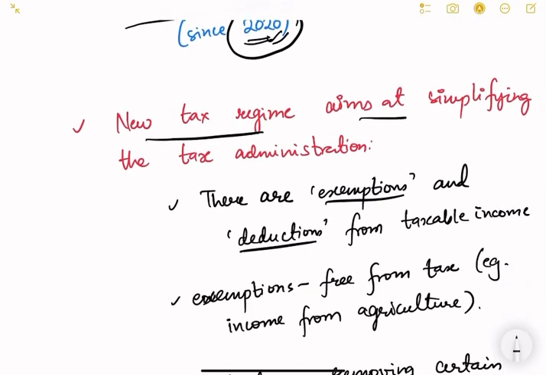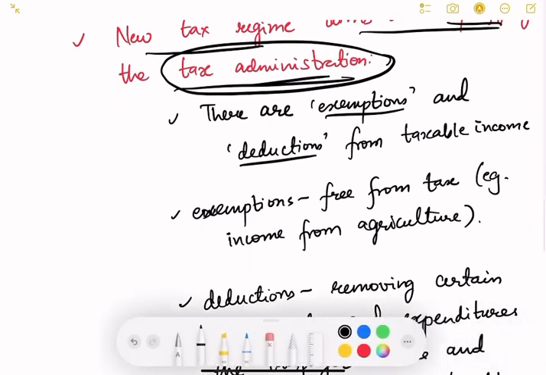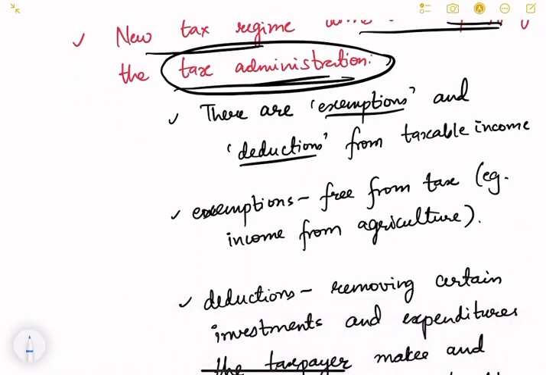New tax regime aims at simplifying the tax administration. What is the purpose of this new regime? It is to simplify the tax administration. See, previously there were a lot of exemptions and deductions from the taxable income. There were more than 70 exemptions and deductions in the Income Tax Act.